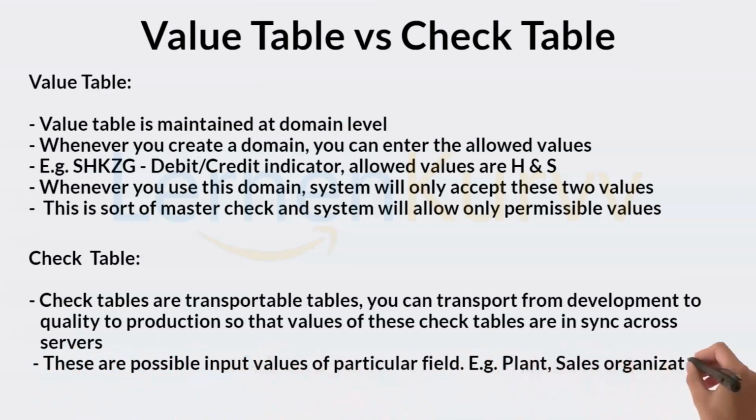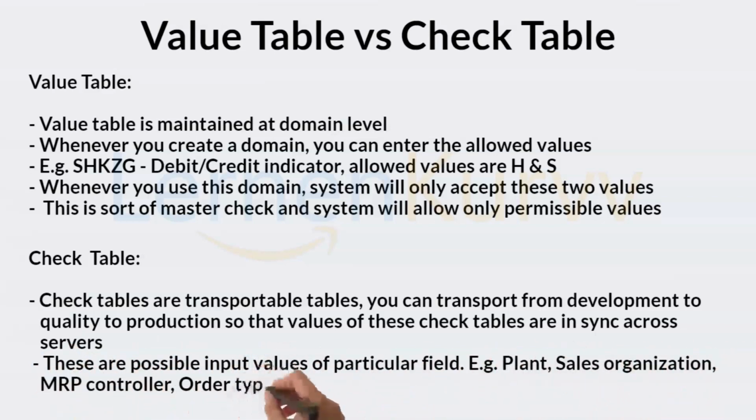These are possible input values of a particular field, for example, plant, sales org, MRP controller, order type, etc. There is one more important difference between value and check table. We'll come to that in a later session.